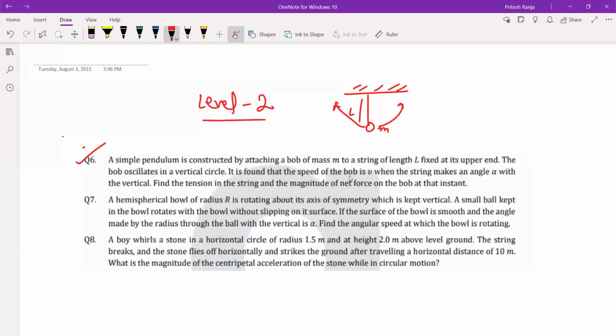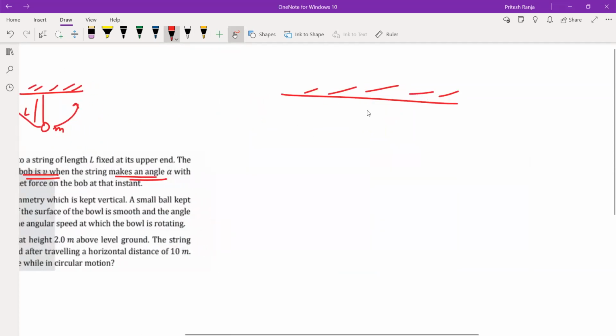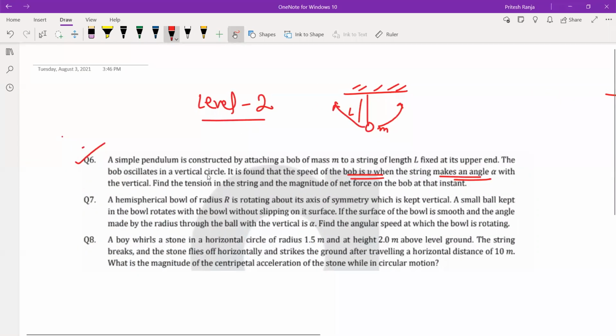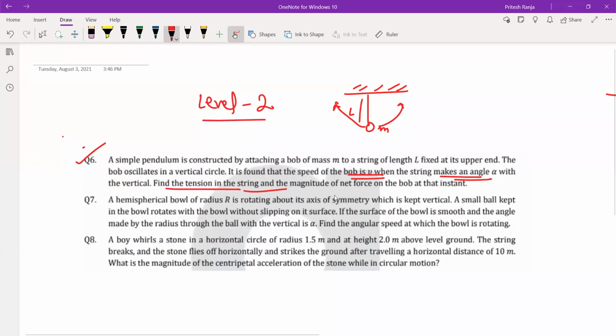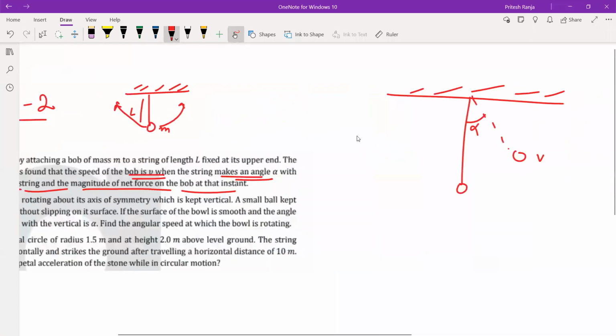It is found that the speed of the bob is v when the string makes an angle alpha with the vertical. That means somewhere at this point the speed is v when the angle is alpha. You have to find the tension in the string and the magnitude of the net force at that instant. So what will be the tension we have to find?